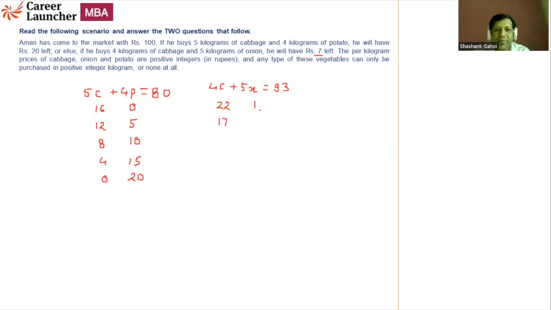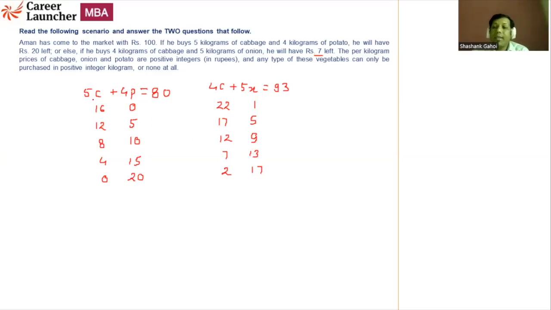Next is going to be 17 and 5. Then we are going to have what? 12 and 9. Then 7 and 13. 2 and 17. Okay, so these are the linear solutions we are getting.